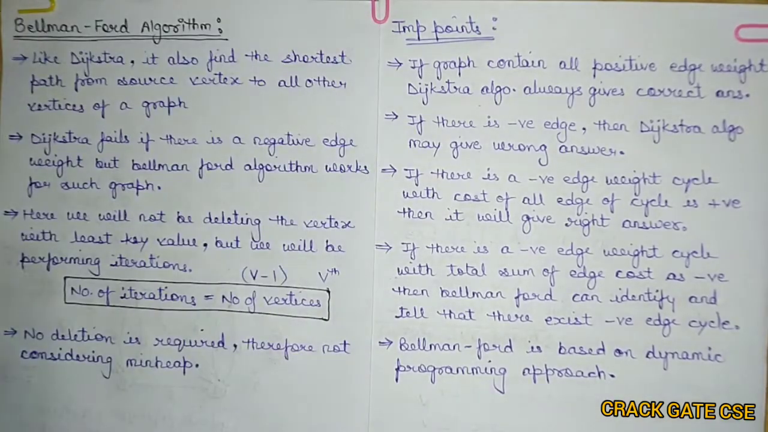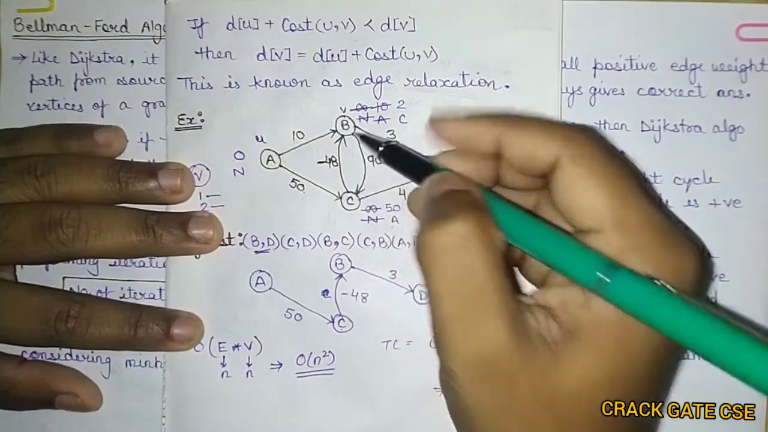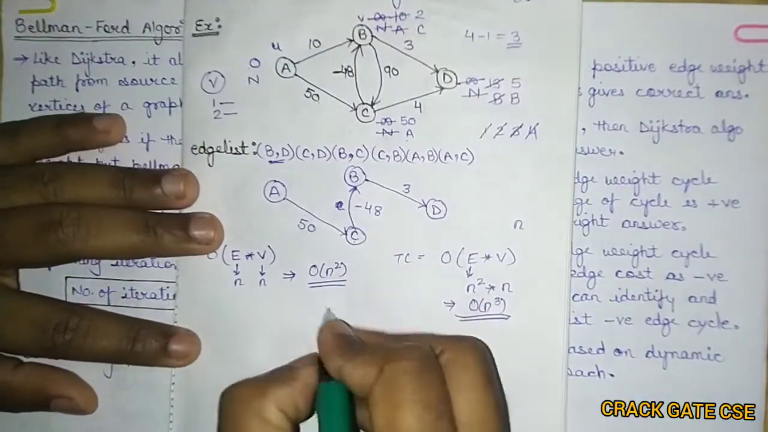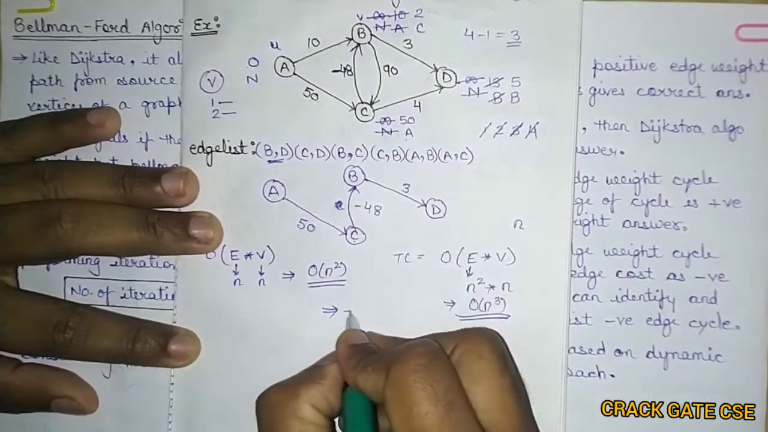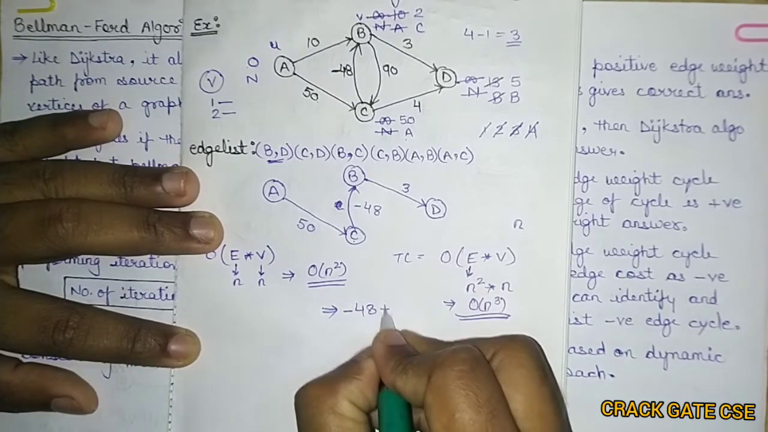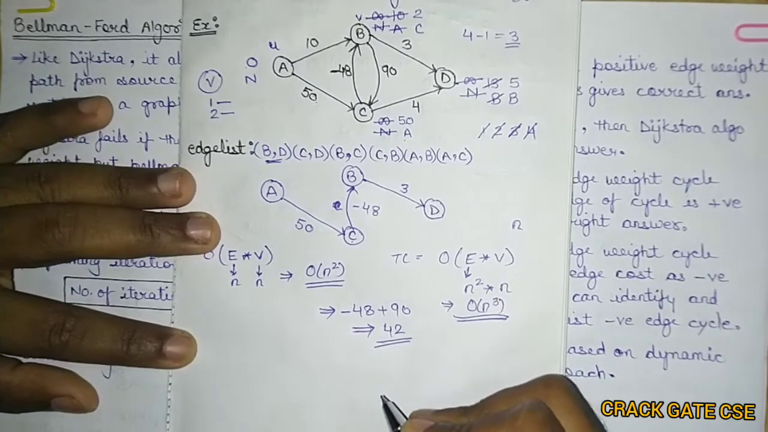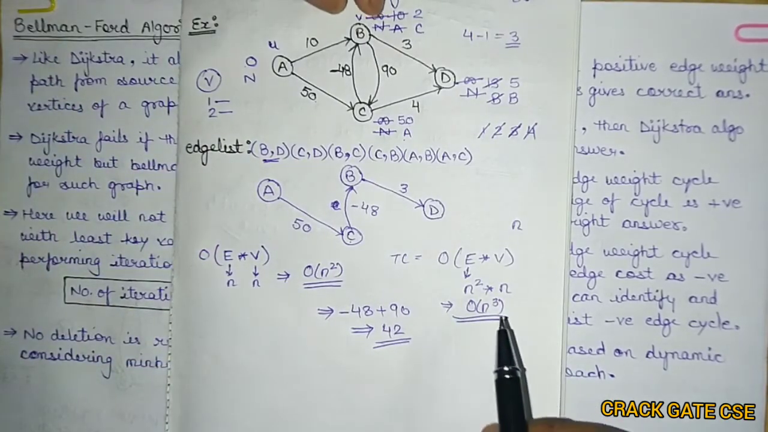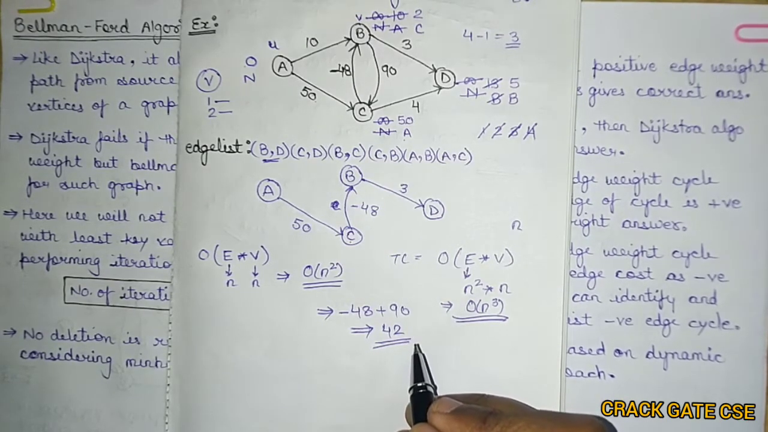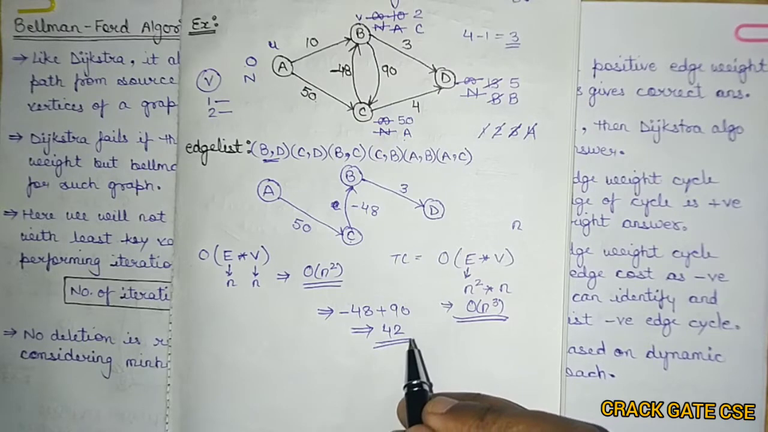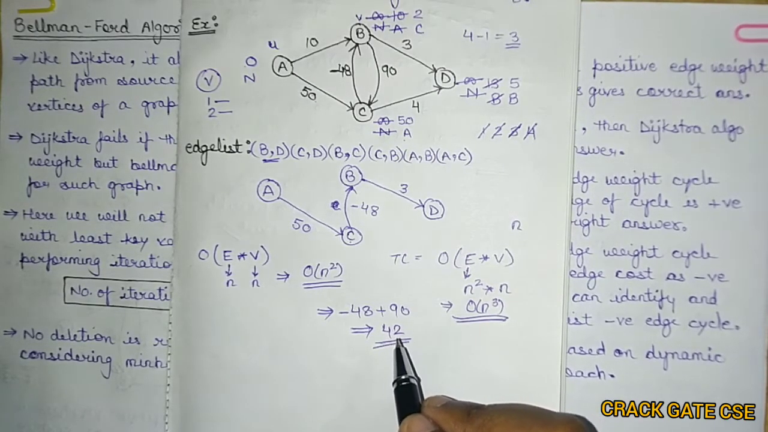But here, if you see that we are having a negative edge weight cycle, but if I sum up the negative edges of these particular two edges, what is the sum? Minus 48 plus 90. If you sum up, it will be 42, which is positive. So if you are getting the sum of the negative edge weight cycle as positive, then it can be solved using the Bellman Ford algorithm. And if the sum is negative, then it cannot be solved using the Bellman Ford algorithm.